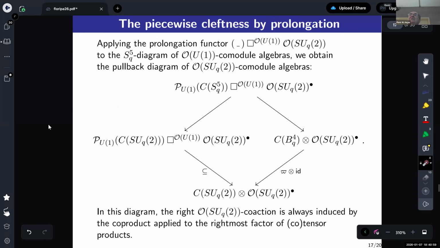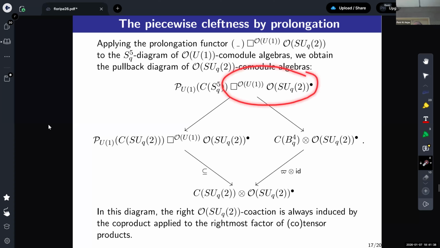I can simply observe that U1 is a subgroup of the quantum group SU_q(2). So in other words, I have a surjection from the Hopf algebra O(SU_q(2)) onto the Hopf algebra of U1. This gives me a left coaction. So I can now take the cotensor product, and I have a functor over here of this form. And because I have a diagram which is an equivariant diagram for O(U1), a diagram of O(U1)-comodule algebras, and all of the maps are O(U1)-equivariant, I can apply the cotensor product over O(U1), and I can prolongate the fiber from U1 to SU_q(2).